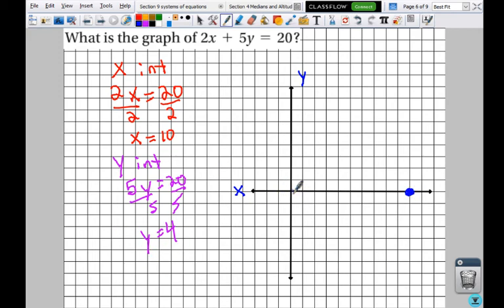Then I have y is 4. 1, 2, 3, 4. Put my second dot, and then you just got to connect them. Which is kind of hard to do when they're this far apart, but it's not as bad as I usually am. And that's it. That's all it is for standard form.